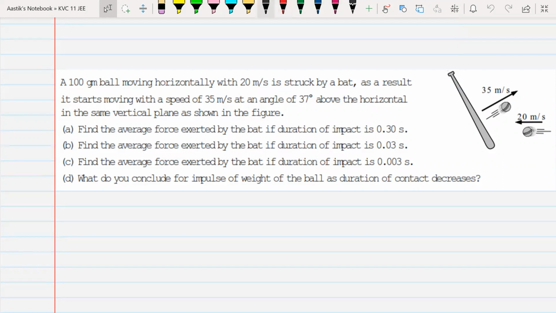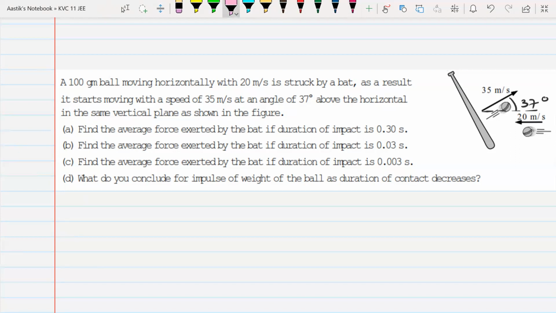37 degrees above the horizontal means this angle is 37 degrees. I hope you understand this. In the same vertical plane as shown in the figure, then there are a couple of questions. Find the average force exerted by the bat if the duration of impact is 0.3 seconds.